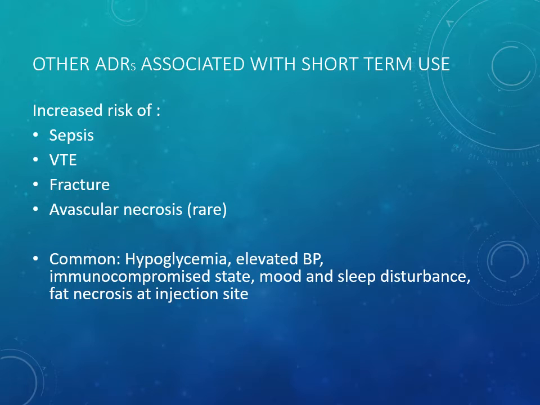Other drug reactions can occur with even short-term use. Patients are at increased risk for sepsis, VTE, fracture, and avascular necrosis, although that may be rare. But in a large national data set that looked at short-term use, these risks were actually significant, and they generally occurred within 5 to 30 days after the corticosteroids were initiated. In this study, the more common side effects were hypoglycemia, elevated blood pressure, an immunocompromised state, mood and sleep disturbances, and fat necrosis at the injection site if it was an injection.